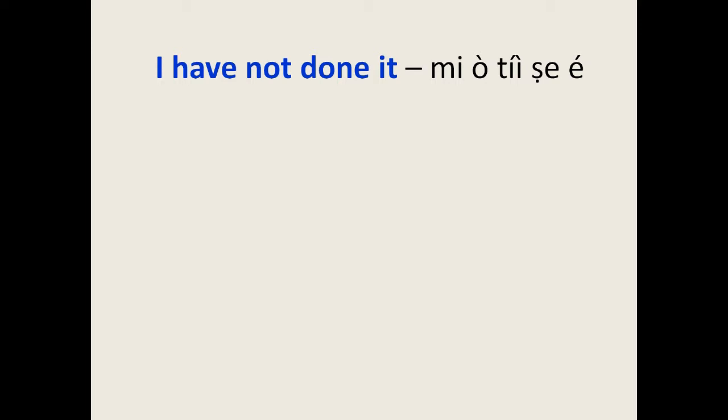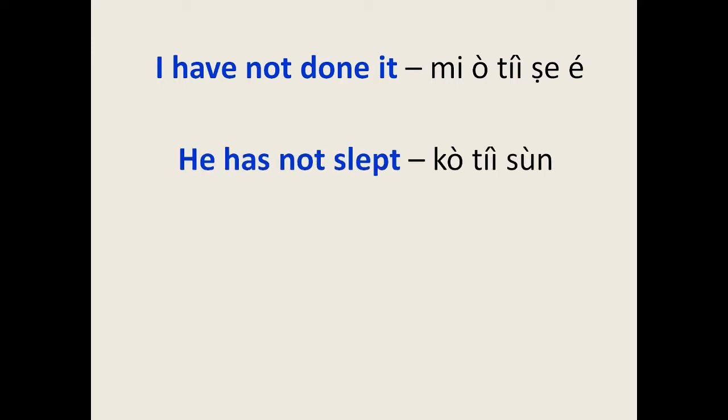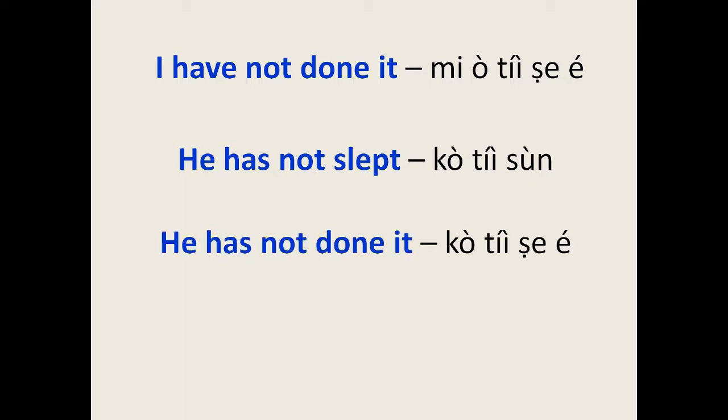If it is he has not slept, that will be kò tíì sùn. Or let's say he has not done it, kò tíì ṣe. Please note that when we said he has done it, it was ó ti ṣe, but he has not done it is kò tíì ṣe. Just always watch for that kò. Kò is normally a sign of negation in Yoruba.